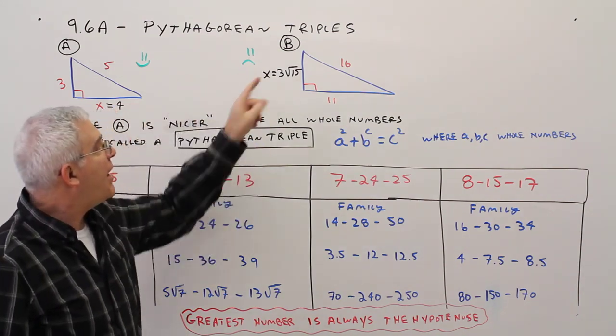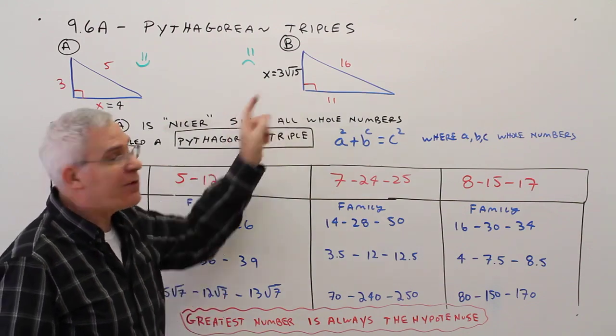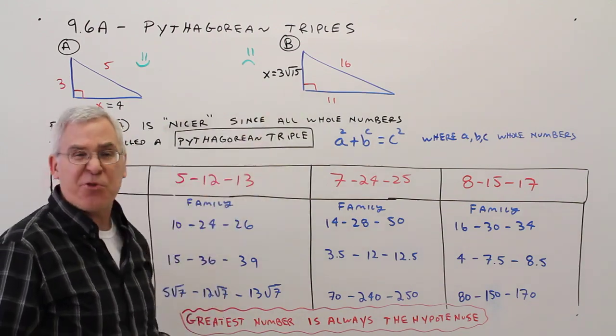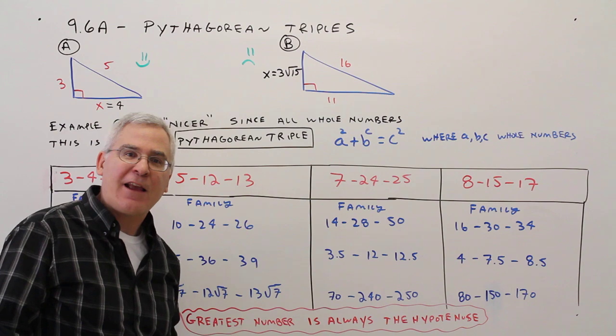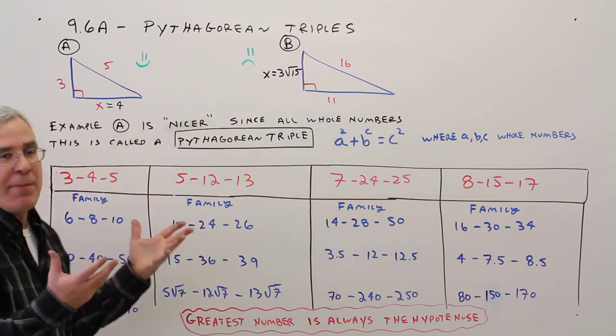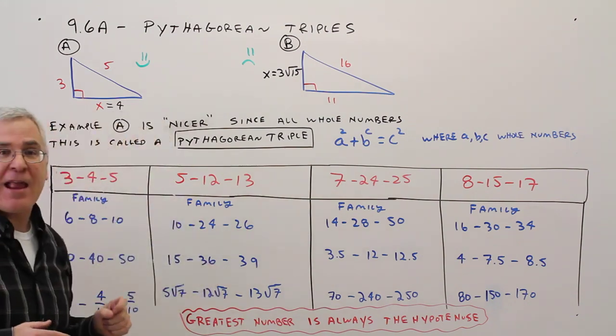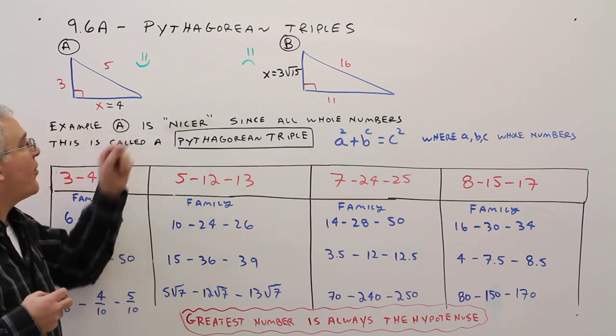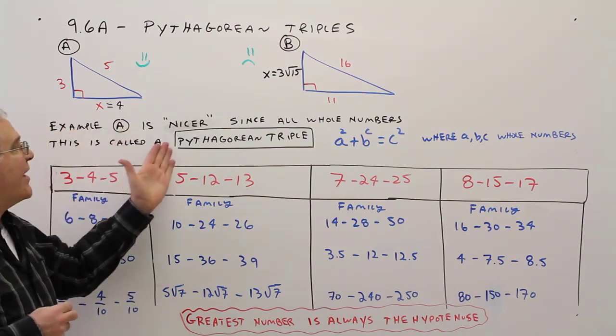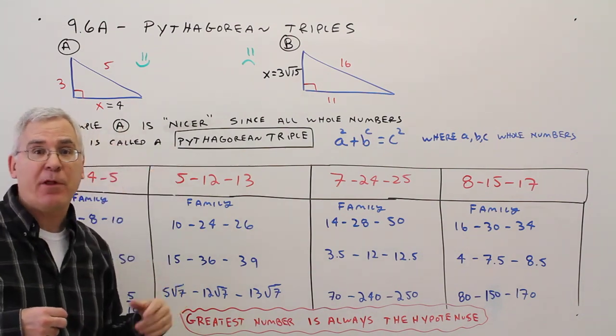For example B, I was asked to find x. I used the Pythagorean theorem and I got 3 radical 15. Not quite so friendly. So what do we make of this? Example A is much nicer since they're all whole numbers, and that's an example of a Pythagorean triple.